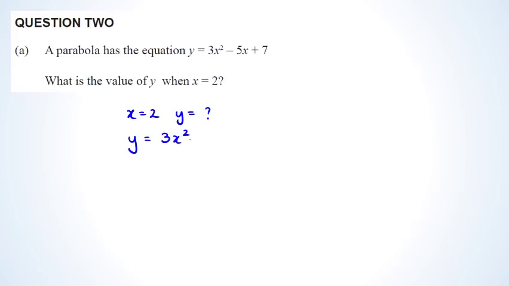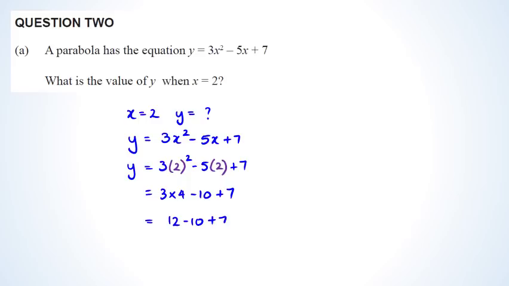So y is 3x squared minus 5x plus 7. So substituting the 2, I'm going to get 3 times 2 squared minus 5 times 2 plus 7. So what we really have is 3 times 4 minus 10 plus 7, 12 minus 10 plus 7. We have got the final answer as 9. And this question here, guys, is an achieved question. And that's basically it. Let's go to the next one.